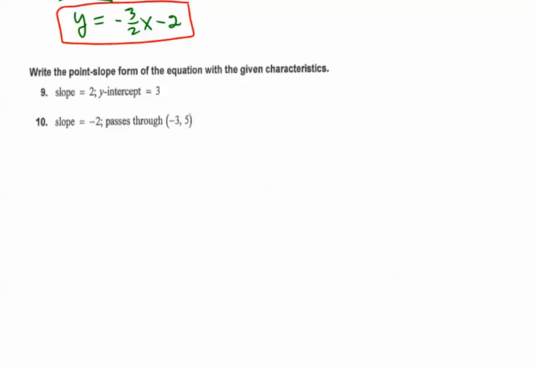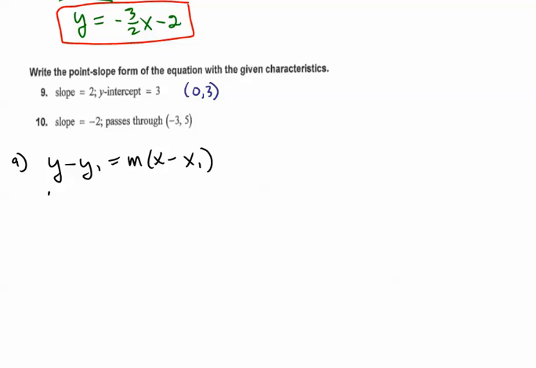All right, with numbers 9 and 10, we want to write the point-slope form of the equation with the given characteristics. We have a slope of 2 and a y-intercept of 3. So in this case, we're not given a point and a slope, apparently, but actually we are. Remember that the y-intercept is the point where x is 0, y is 3. So all we need to do here, we're writing in point-slope. So for number 9, y minus y1 is equal to m times x minus x1, plugging in.